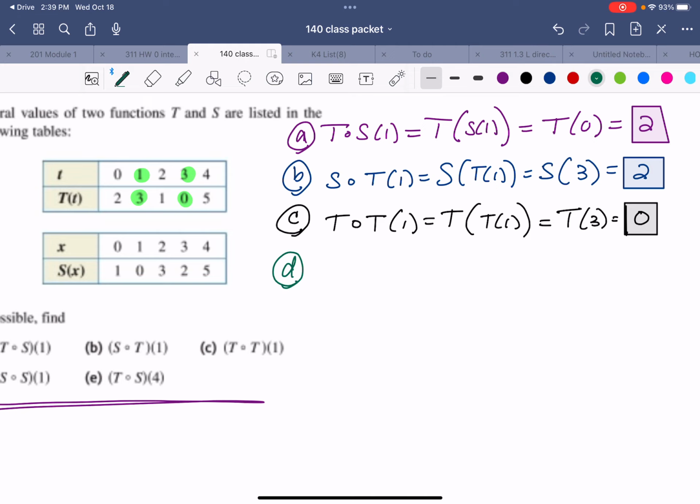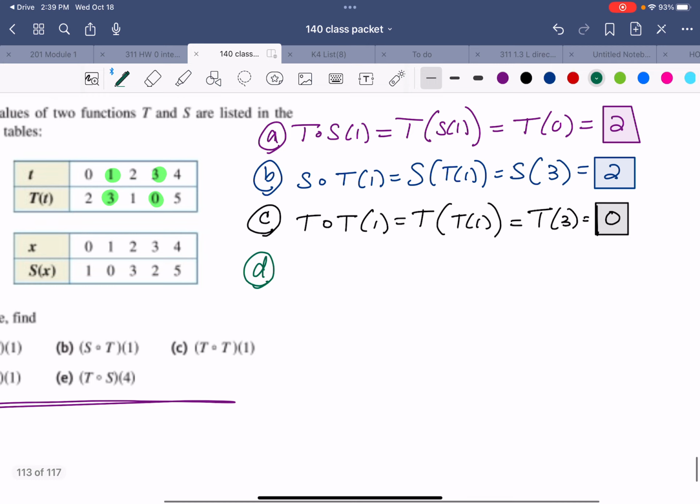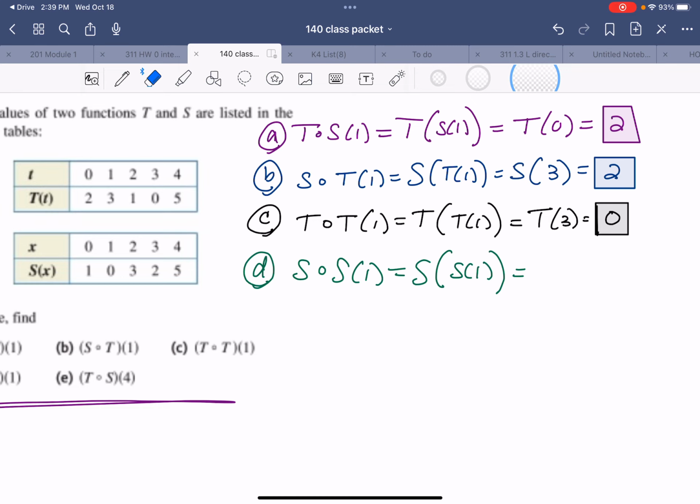And look at D. D was s composed with s of 1. So that is s of s of 1. I'm going to erase what we have. We're going to go back to our s. Our independent variable is 1, so our s of 1 is 0. So this is s of 0. And we're going to go again. So s of 0, an x value of 0, gives an s value of 1.